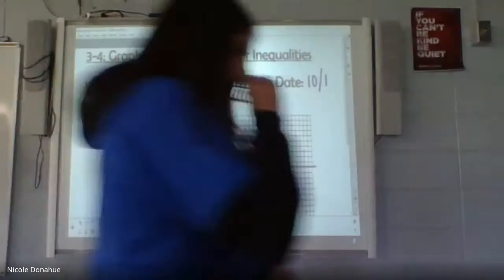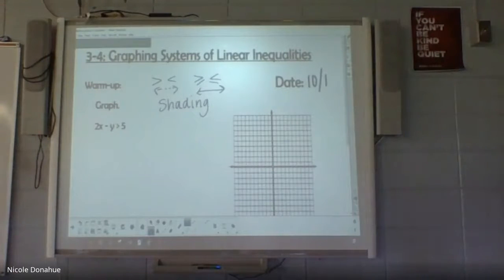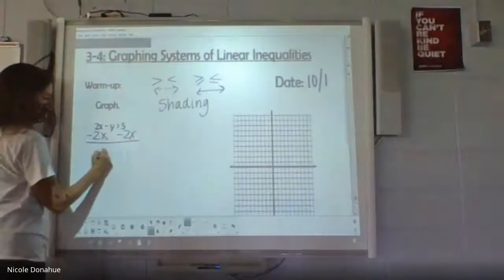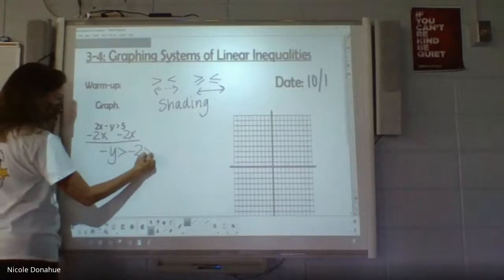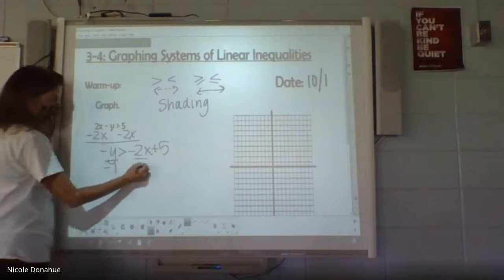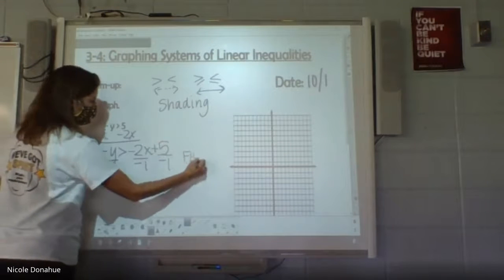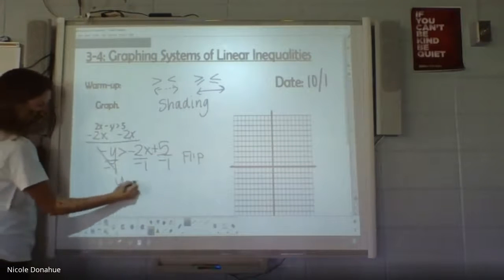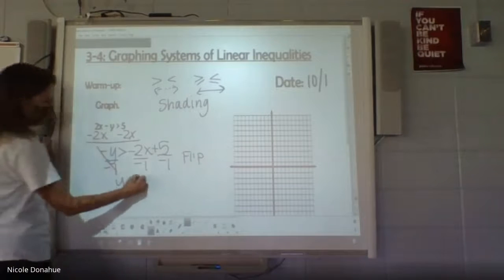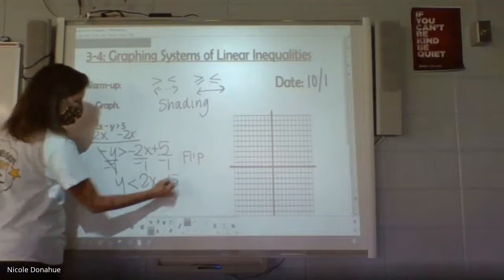So what do you do with the equation here? What do you want to do with the equation? Move the 2x over. So I get a negative y is greater than negative 2x plus 5. Okay, what do we need to do next? Divide by negative 1. Now, when we divide by negative, what do you have to remember? Flip the inequality. So that flips. Negative over negative is a positive 2x. And then this would be a negative 5.